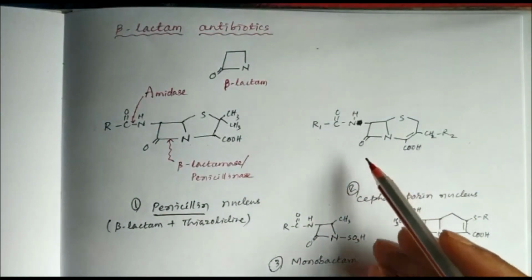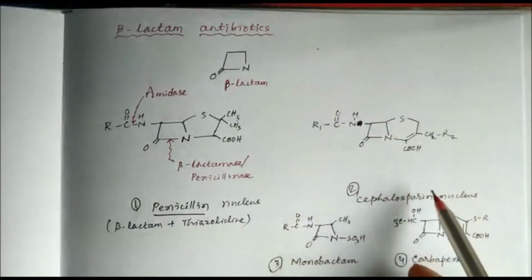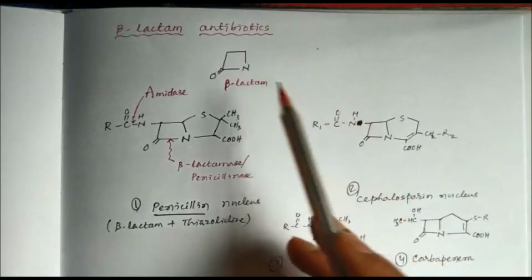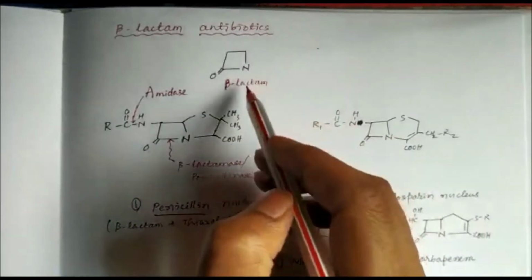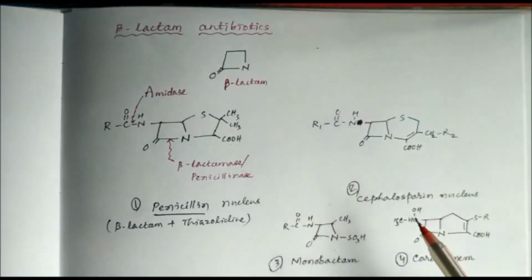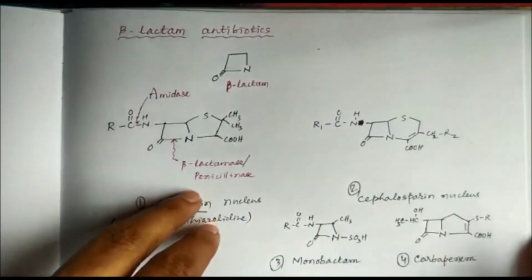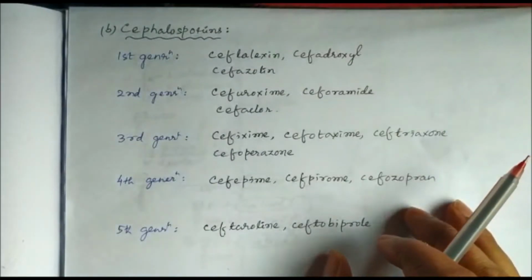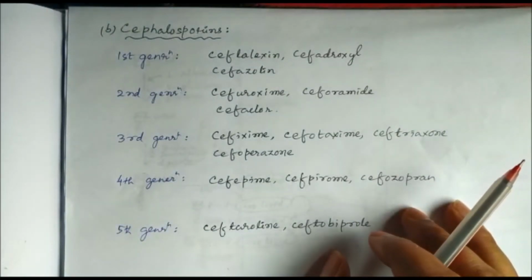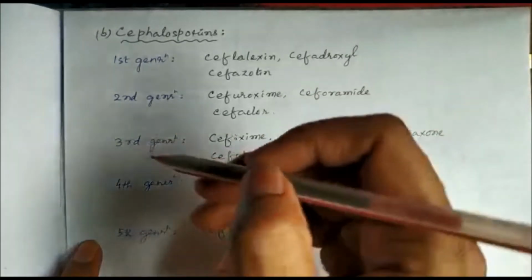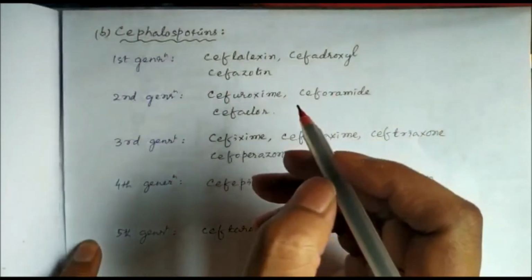The cephalosporin antibiotics have the cephalosporin nucleus, which contains this beta-lactam ring. So it is called a beta-lactam antibiotic. This beta-lactam ring is present in the cephalosporin nucleus. And the cephalosporin antibiotics can be classified into 5 generations, and with the next generation the spectrum of activity increases.